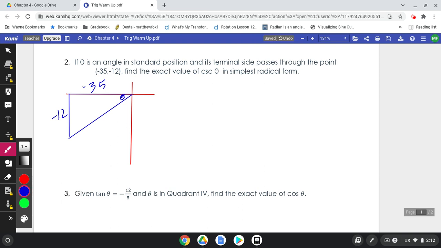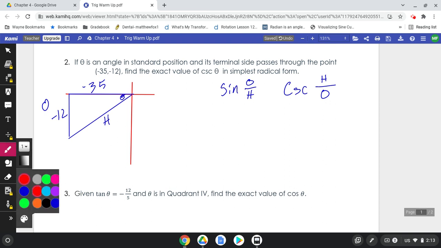Now it asks us to find the exact value of cosecant. Remember, cosecant is the reciprocal of sine. So sine, so O over H. So cosecant will be H over O. Hopefully you see that we know the O already is -12. H we don't know though. So let's go ahead and solve for H. We can use Pythagorean theorem because it is a right triangle.